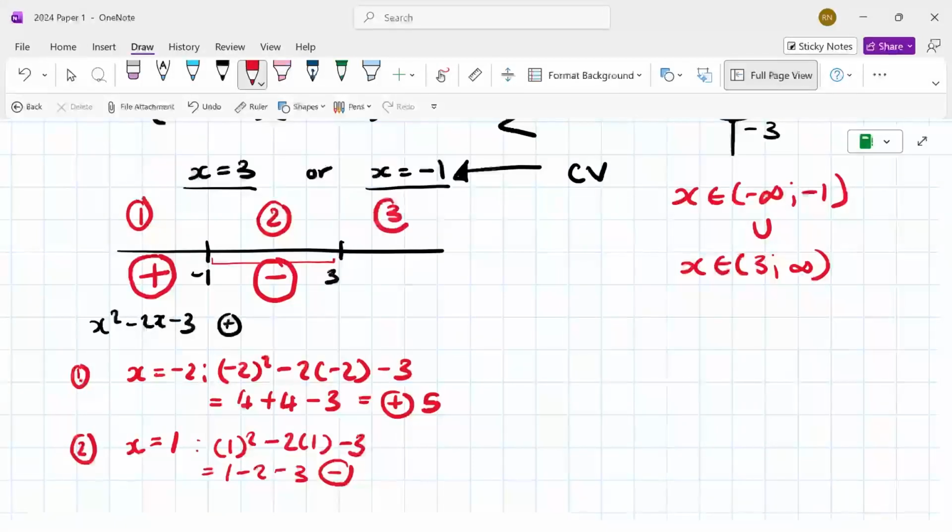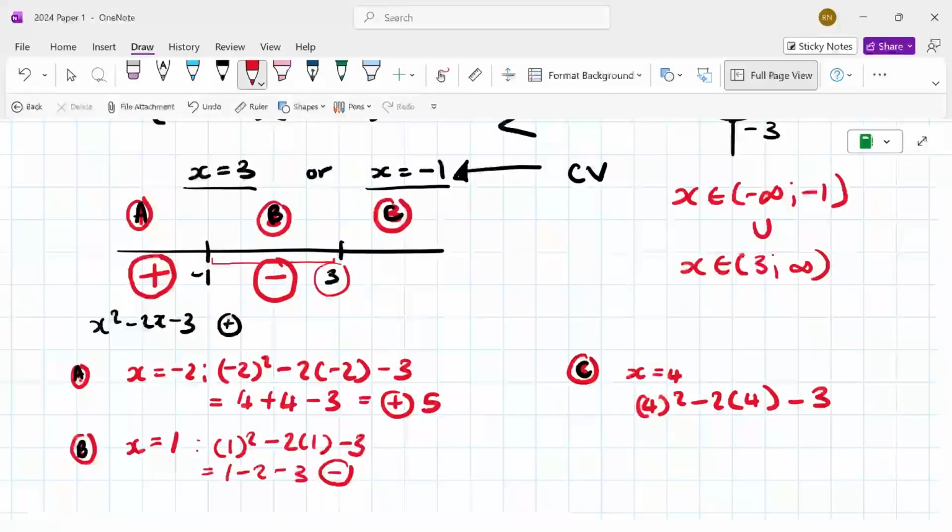And then let's try in region 3. Or let's call it A, B, and C. In region C, let's try out 4. X is equal to 4. So when x is equal to 4, because that's greater than 3, we will have 4 squared minus 2 times 4 minus 3, right? That'll give me 16 minus 8 minus 3. That's going to give me a positive number, so that'll be a positive value.